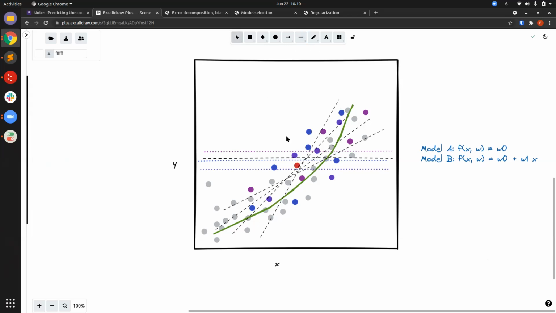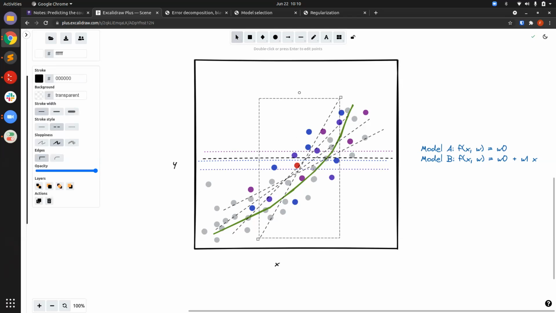Do I have more bias or less bias? Is the mean of all these models closer to or farther from the green line? Let's try this again. You can go ahead and vote in the poll. Here model A is a mean model and model B is a linear model on one feature. Take a few more seconds to vote.